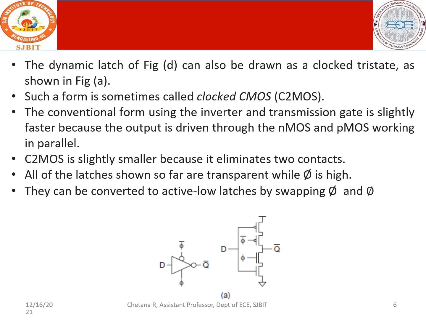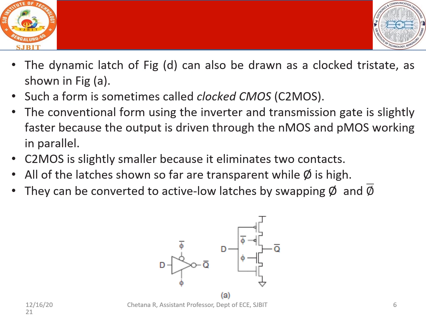This is your inverter, NMOS and PMOS with a common input D, and the output is taken in between the two clock signals, where they are given to the two more inverter stages. So you have Q bar here. This is the dynamic latch, which is drawn as a clocked tri-state, or in other words this is also called a tri-state inverter. Such a form is sometimes called clocked CMOS or C square MOS logic.